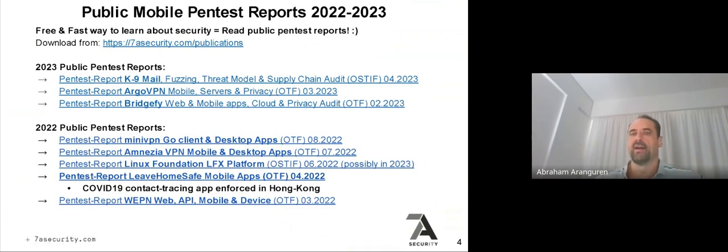So we have a quality guarantee, which is unheard of in security, where we are obliged ourselves to deliver at the level of quality of the public pen test reports. And if that's not the case, we will keep working on the test for free until those quality standards are met, right? So that's also another thing to consider.